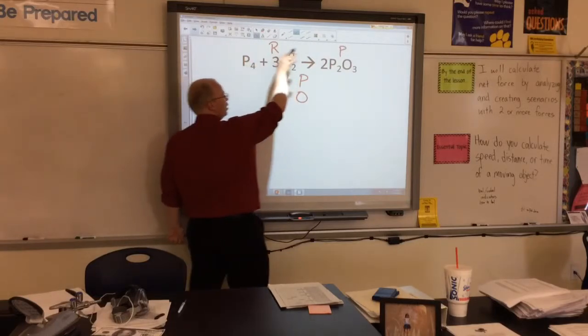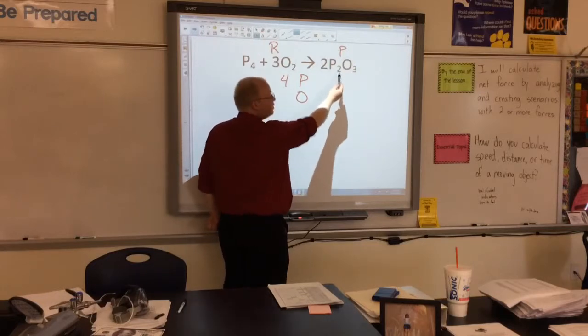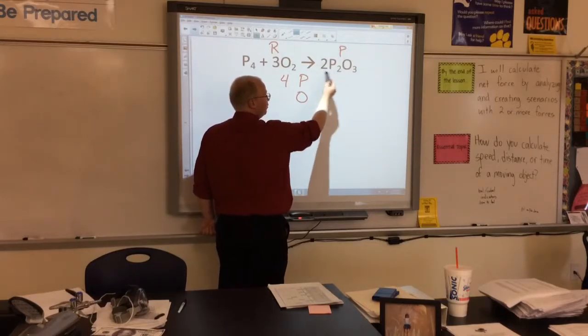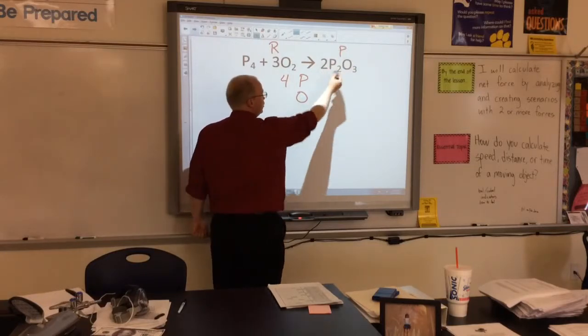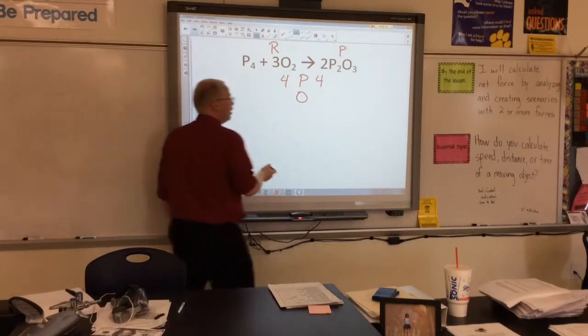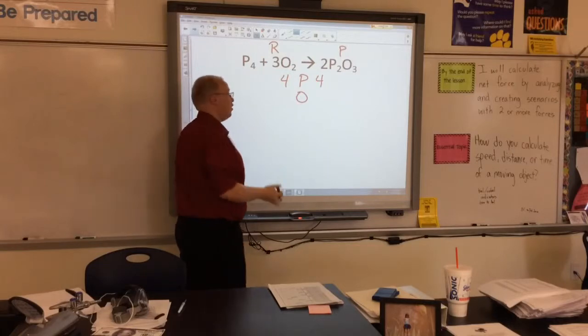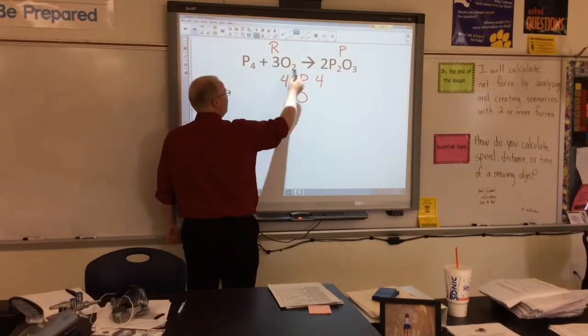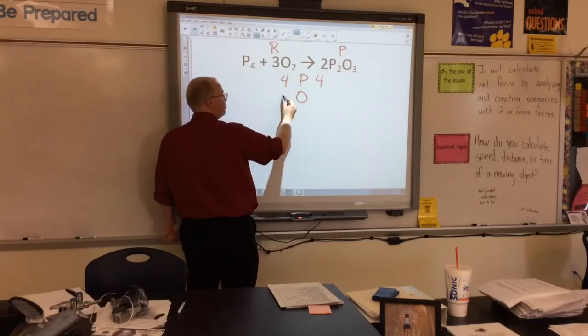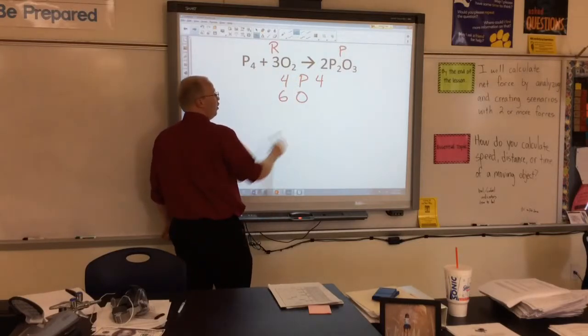And then I'm going to jump across the arrow to the product side. I have 2 P's times the 2 coefficient, because that's our formula rules. 2 times the 2 means there's 4 P's here. So my P's are balanced. That's a good thing. But just to make sure, I need to check my O's as well. Come to this side. This 3 coefficient modifies this O. So 2 O's times the 3 means I have 6 oxygens on the reactant side.